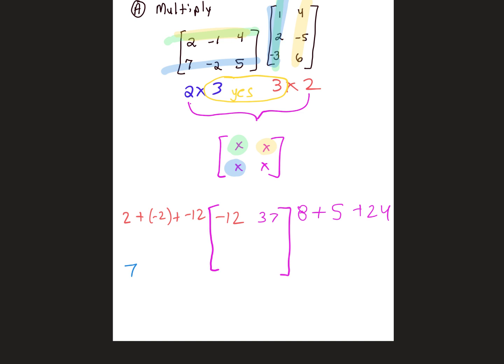Perfect. Negative 4. Positive 2 and negative 2 gives us negative 4. And then 5 and negative 3 gives you negative 15. If you want to write minus, that's fine. I'm just showing it's adding. So 7 minus 4 is 3, minus 15 is negative 12. Perfecto.